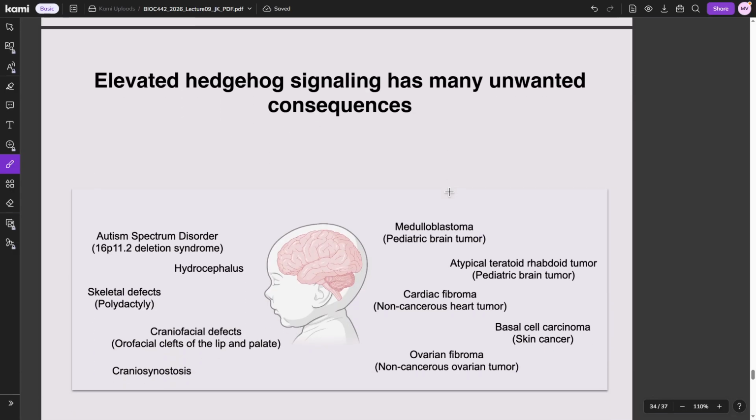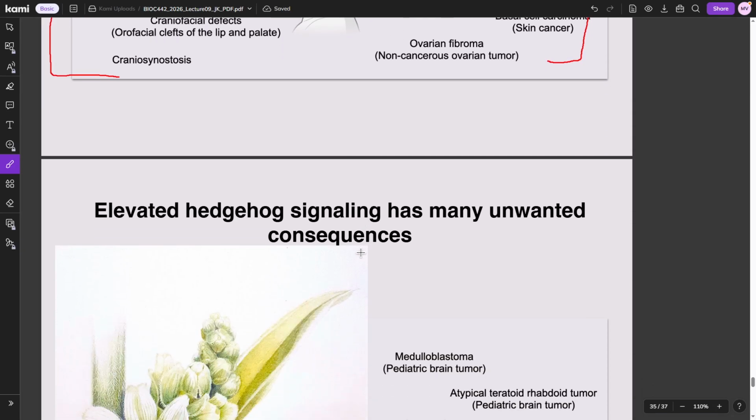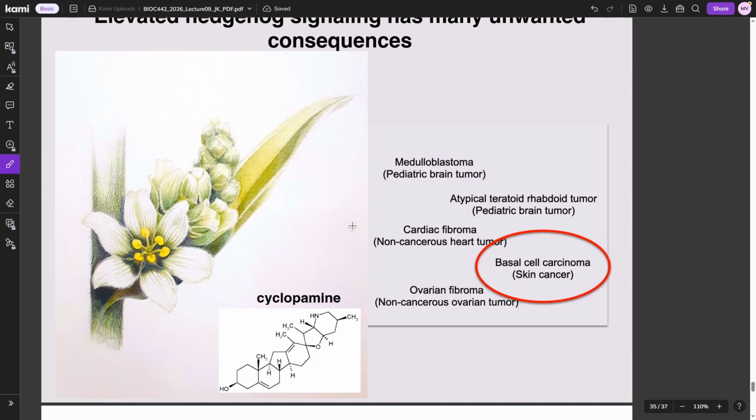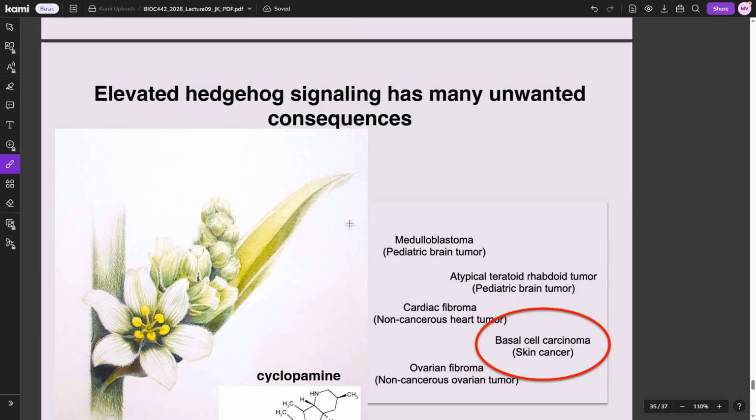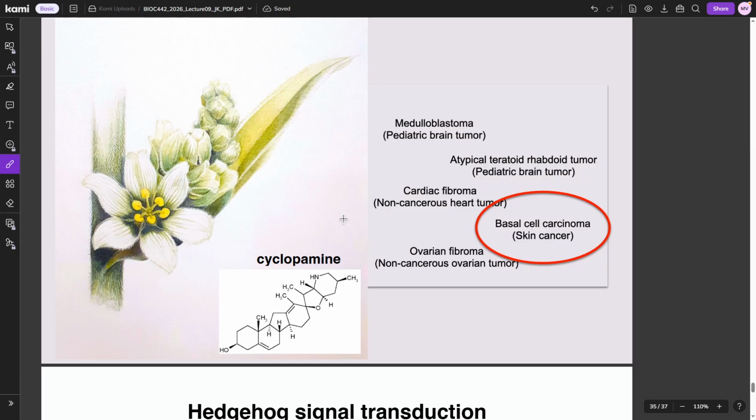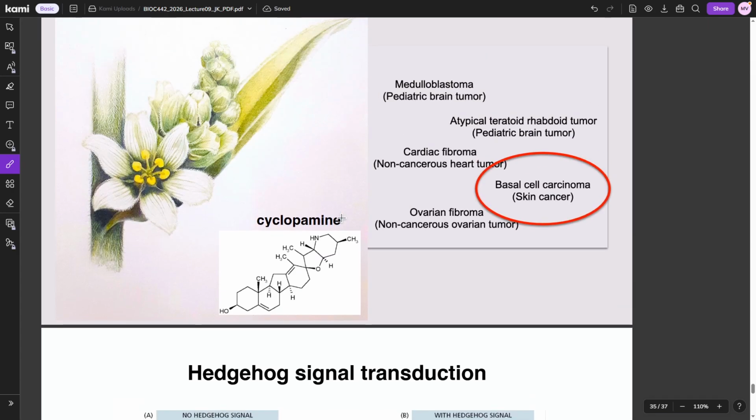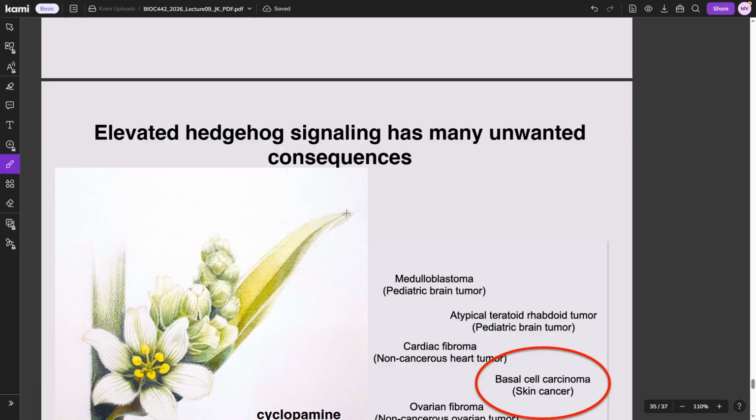And so, I've talked about this. Elevated Sonic Hedgehog may cause unwanted consequences, and there's a lot of different examples of these. Autism spectrum, medulloblastomas, brain tumors, all this stuff. There's a whole bunch of things that could happen due to elevated Sonic Hedgehog. And yeah, that's pretty much it.